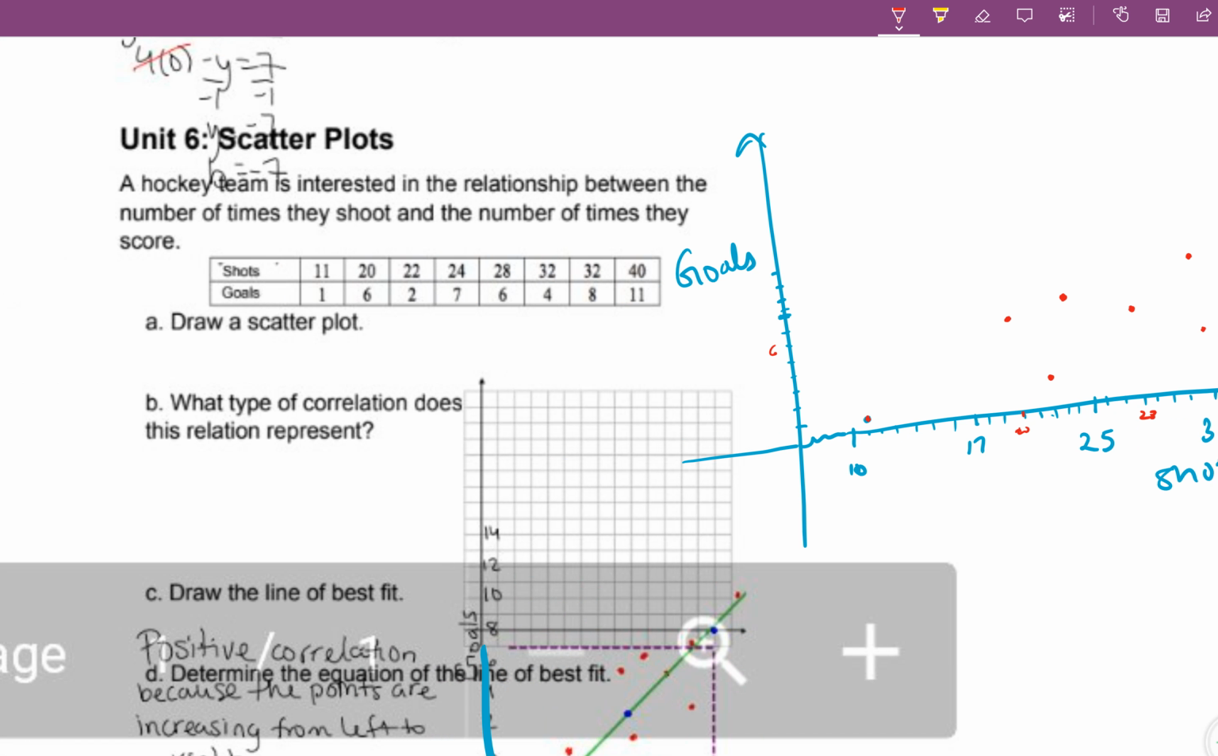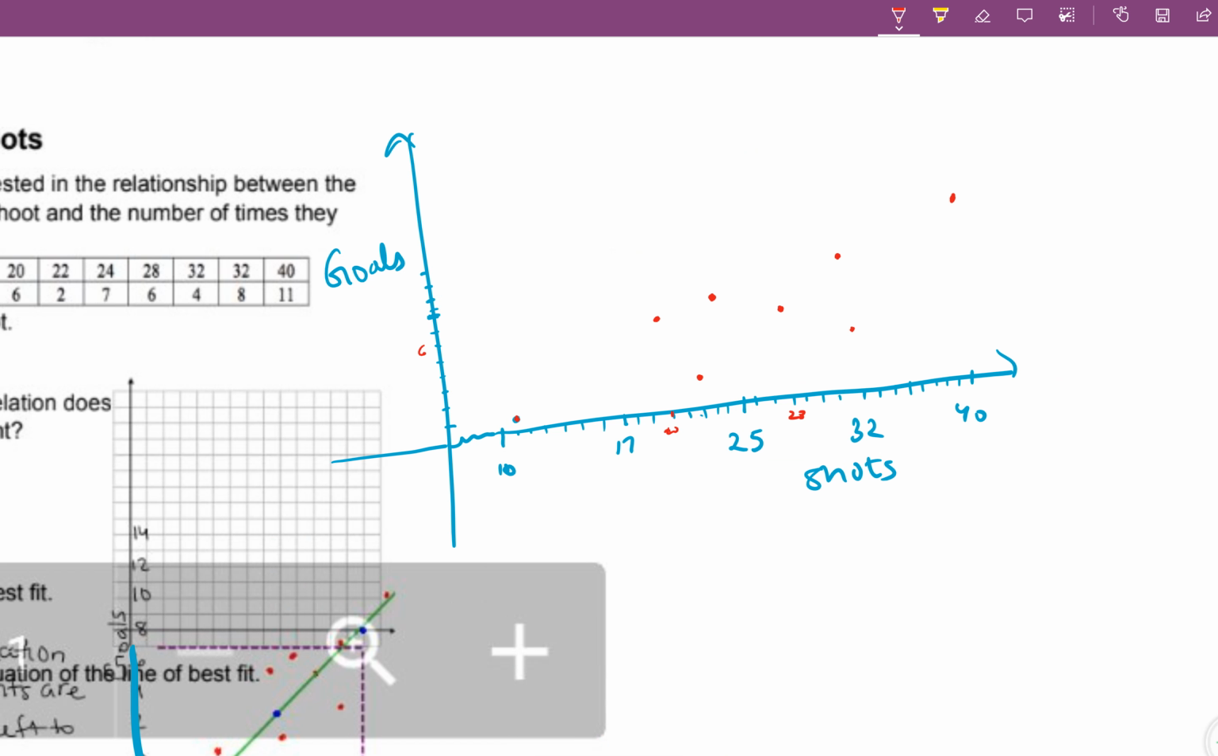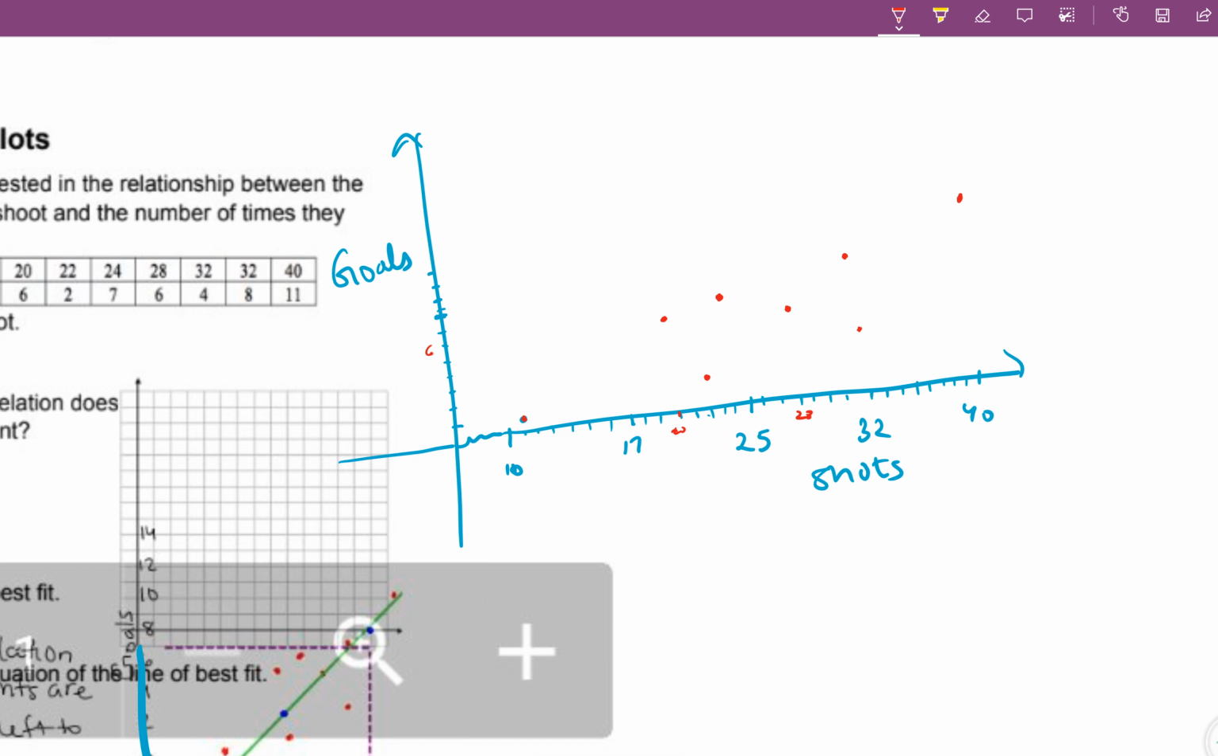Draw a scatter plot. What type of correlation does this relation represent? Now the correlation: when you go forward on the x-axis, the y values are going upward, right? So the relation is positive. With more shots, there are more chances of goals. How do I know that?